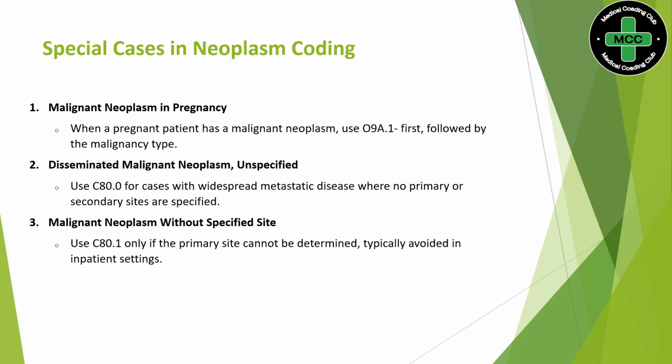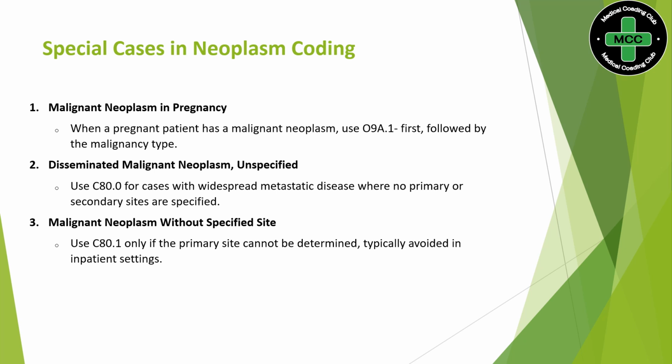Special cases in neoplasm coding. The first one is malignant neoplasm in pregnancy. If a pregnant woman has malignancy, we will code the O series as the primary diagnosis, that is from chapter 15, and secondary we will use the malignancy type code.